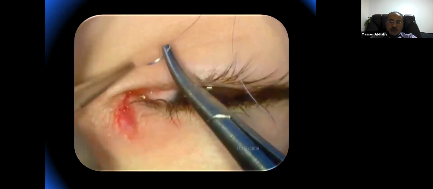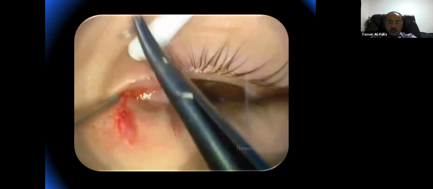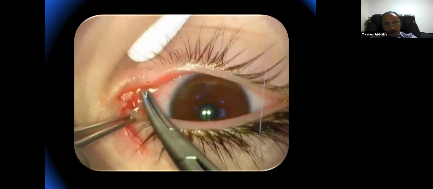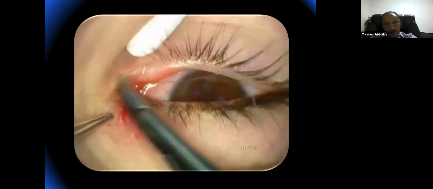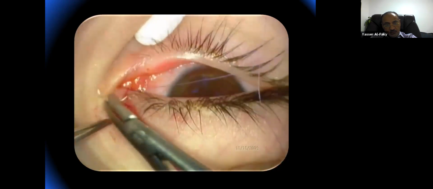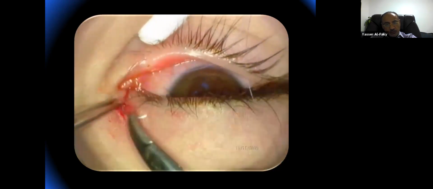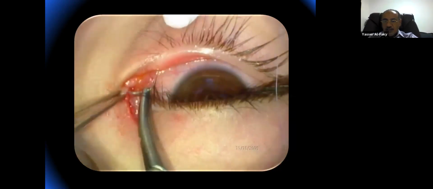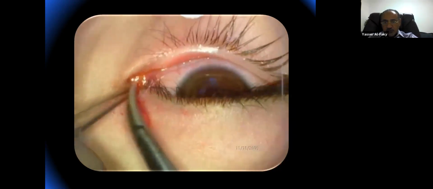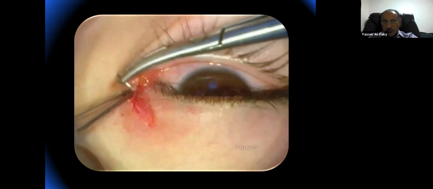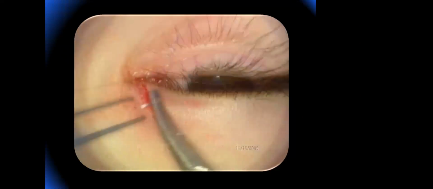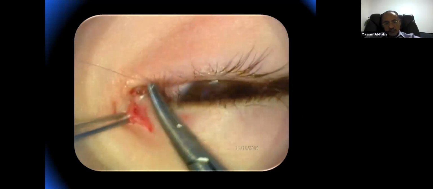Okay. And align the eyelid. It is important not to invert or evert the eyelid. So the position of the eyelid should be aligned.